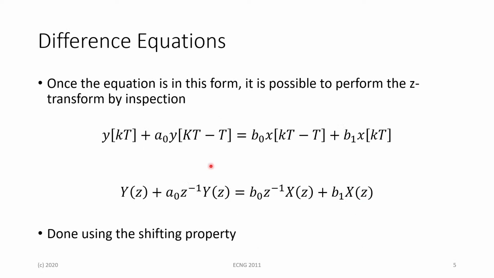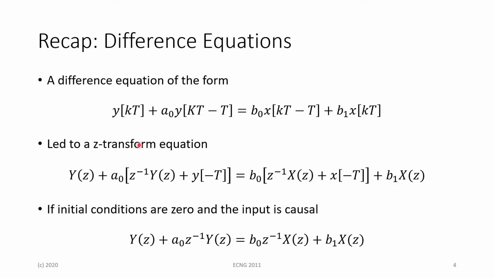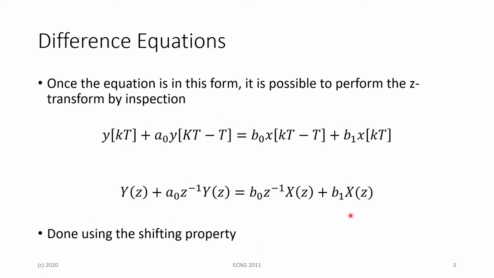And because we have this mapping here, and we also have that the initial conditions are 0 and the input is causal, this allows us to do the Z-transform immediately from just observation. Because y(kT) will just become Y(z). For the y(kT minus T) signal, because we no longer cater for the constant y(-1), when we do a Z-transform this just transforms to Y(z), and similarly this will also transform to X(z). This is done using the shifting property, but also because we assume all the initial conditions were 0 and the input signal was causal in nature.